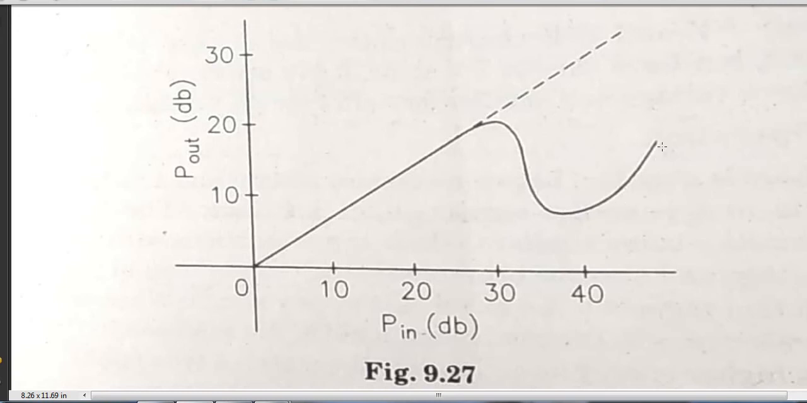That is, it will not vary much with respect to the input power. This can be seen from this graph: from this point to this point we are having moderate input, so input and output are linearly related, and after this there is not much increase in output power with respect to increase in the input power, because some power is absorbed by the diode.